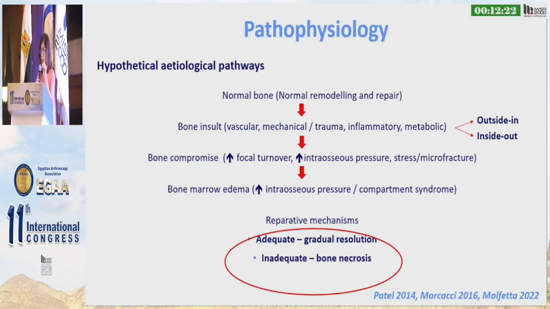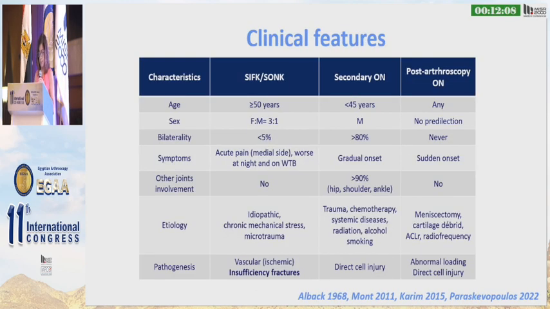What's really important is the end of this process. So we have 2 different pathways. It can resolve, sometimes even spontaneously, or it can lead to a bone necrosis, and that's why we need to do something for it. But let's take a look at the clinical features.